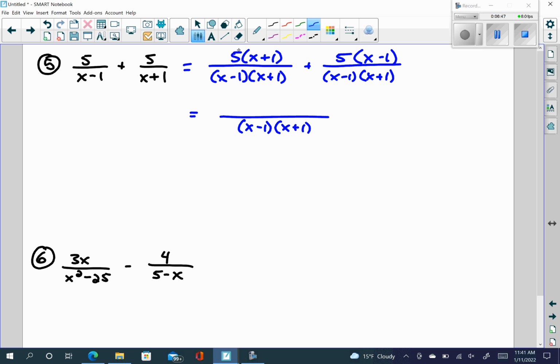And because we're adding again, I can just go ahead and distribute as I move into my next step. So we're going to have 5x plus 5, and over here plus 5x minus 5. Combining our like terms, the constant 5's cancel. We'll get a 10x over our denominator. And we can't do anything else. The 10x is a monomial. The two factors in our denominator are binomials.